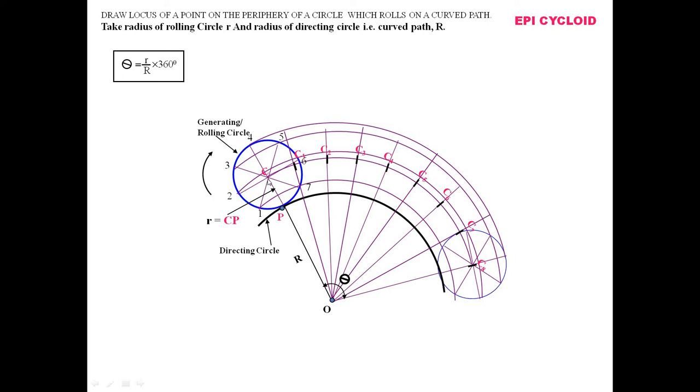That is when the circle moves from center C to C1. The point 7 will touch the cut path, and so the P will rise above. So the locus of the point P will lie on this arc O7. It is at a distance of r, that is the CP distance from C.